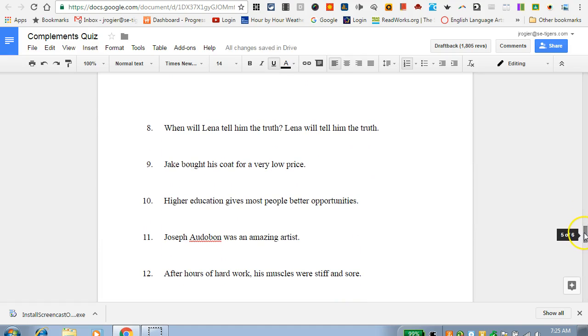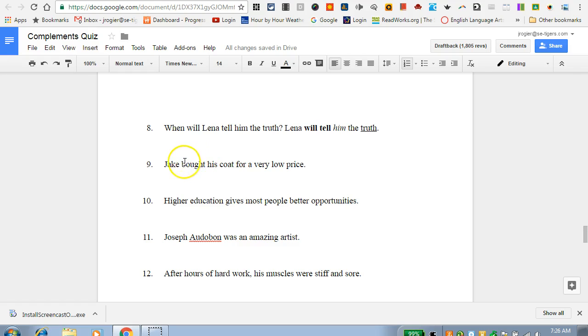Number 8, when will Lena tell him the truth? I just reworded it to Lena will tell him the truth. And so in this case, we have will tell as our verb. What will Lena tell? Truth. So truth is our direct object. And in this case, we do have an indirect object, because who's going to receive that truth? It's going to be him. I'll put that in italics. Okay, it's going to be him who will receive the truth.